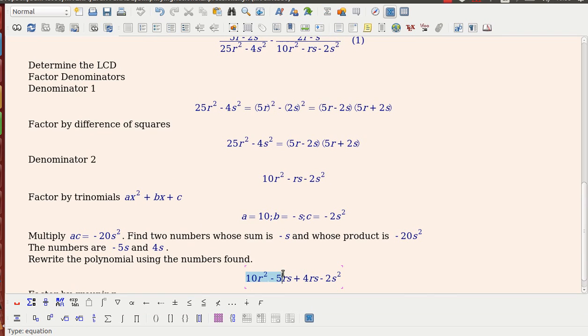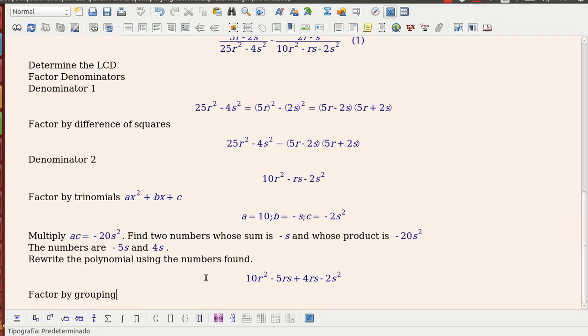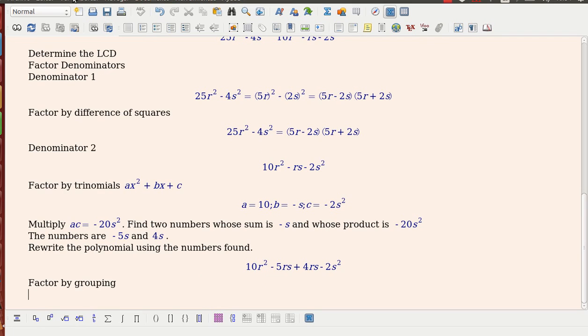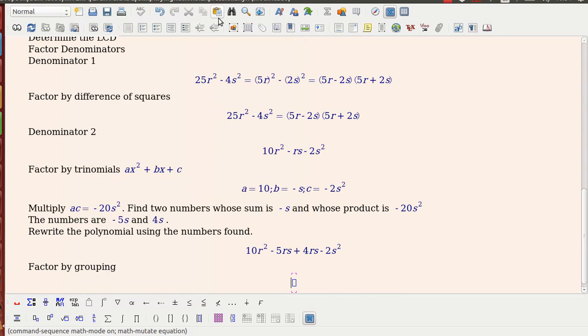Let's take the first part, 10r squared minus 5rs. The GCF is 5r. Which is the factor that I have to multiply by 5r to get 10r squared? 2r, minus, and here we just need to write s. So 5r times (2r minus s).